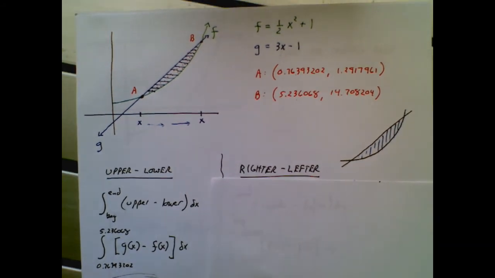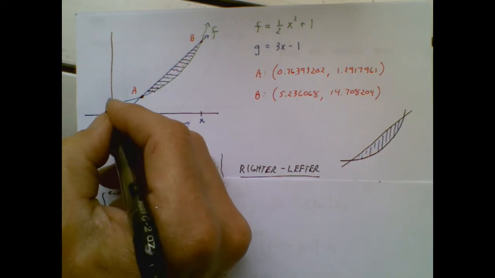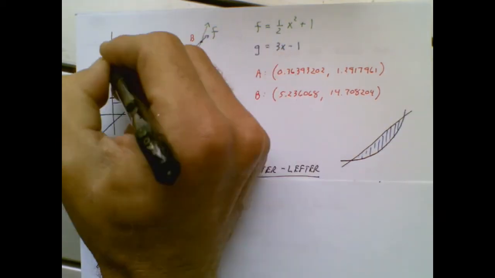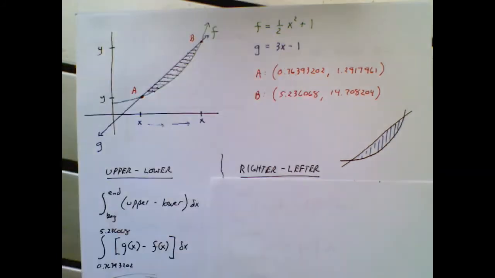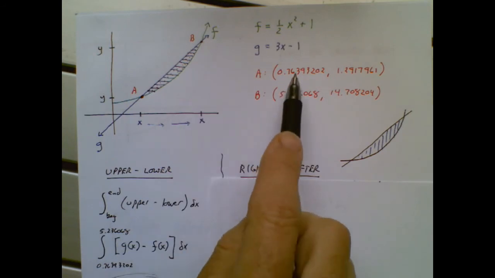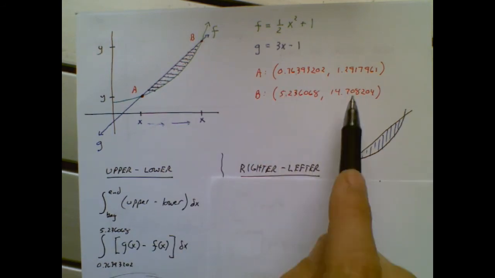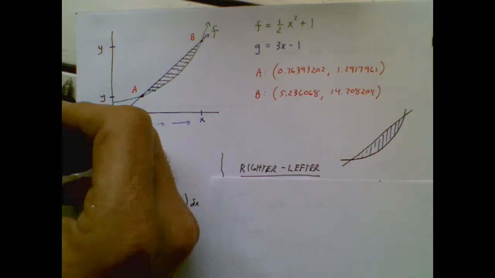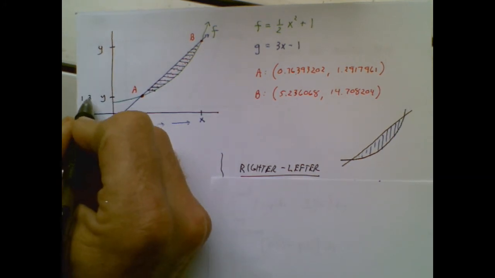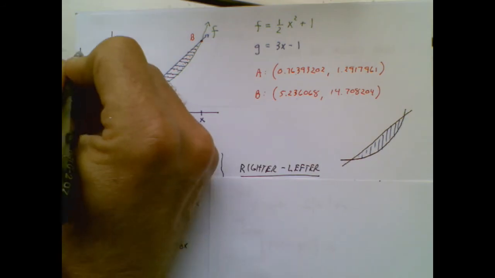Now if I'm going to do blind faith in righter minus lefter, I have to know the y value that I begin at and the y value at which I end. Well, if I figured out these intersection points, I get x values and y values. So these y values tell me that I started at around 1.3 and ended at 14.7.